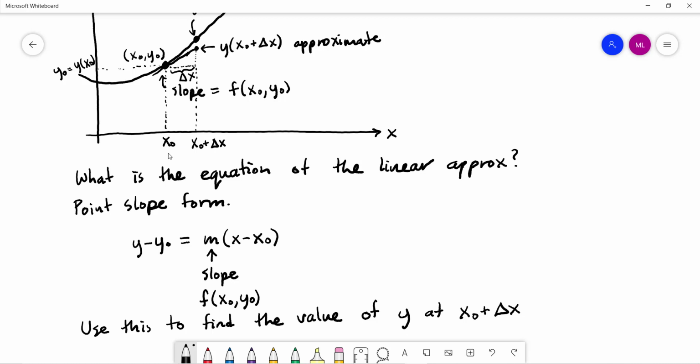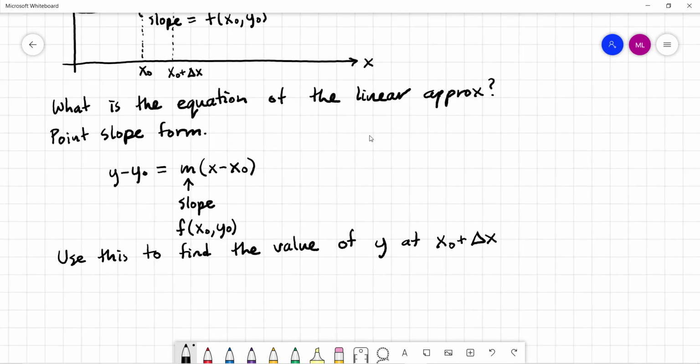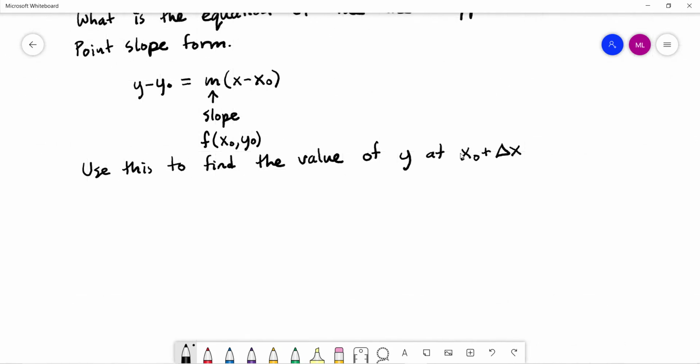How do I know it's x naught plus delta x? Because the original point was x naught, and this distance right here is delta x. So what is this point? It's the x naught plus that delta x. And it is the point that we're interested in finding the new y value at. So that is our goal. What is the y value at this new x value? So all I need to do is plug this in place of x over here.